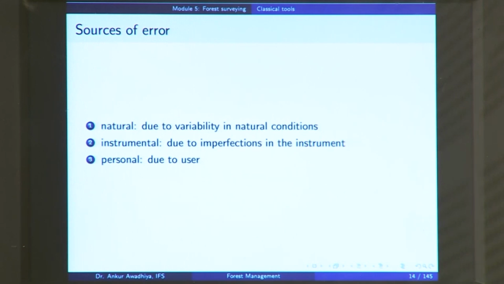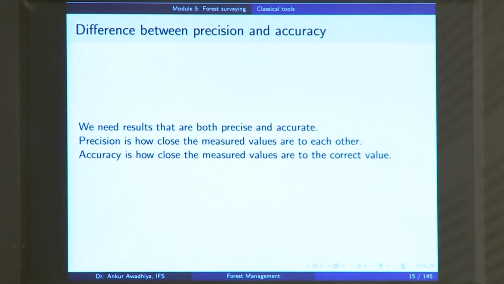Now, whenever we are taking any measurement and we know that every measurement has certain amounts of error, we want to have a measurement that is as close to the true measurement as possible, and in this case we come to the concepts of precision and accuracy. So, precision is defined as the closeness of the measured values to each other.